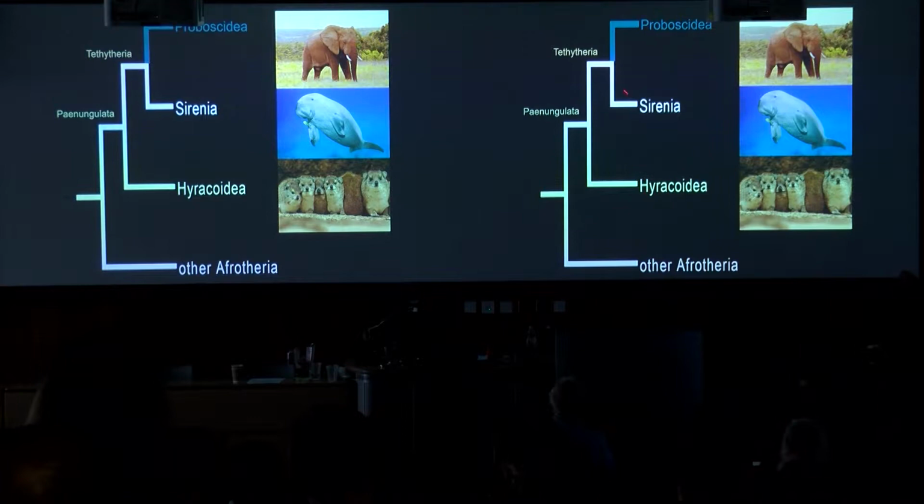And within that, I've shown this hypothesis of Tethytheria, where we have proboscidean more closely related to Sirenia. But actually, these relationships aren't particularly well understood at the moment, and almost every possible pairing has been proposed for Panungulata. So we're not really sure exactly how these three clades are related to one another.